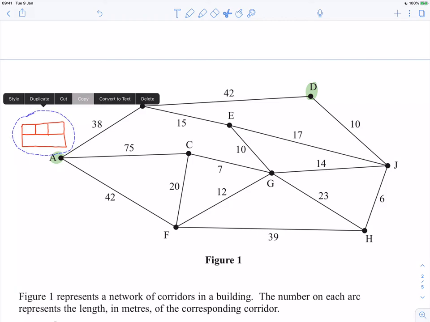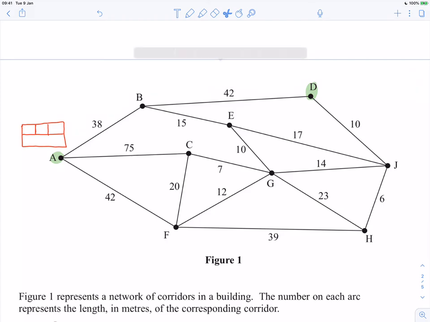Now, if I do that, is that going to... Yeah, it's going to copy the green thing. God damn.